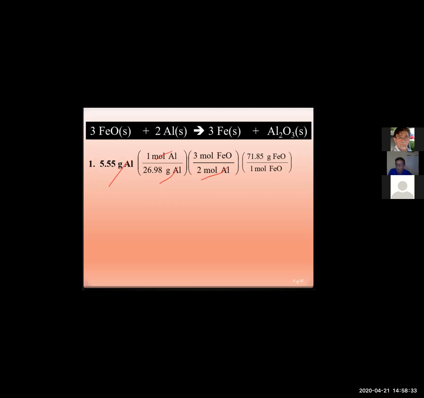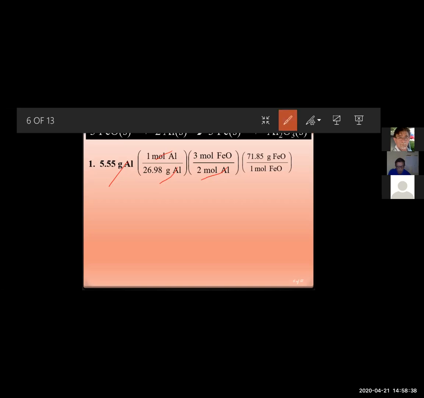So I need one more factor, and that factor converts the moles of iron(II) oxide to grams based on the molar mass of iron(II) oxide, and that is 71.85 grams. Keeping track of units, you see they all cancel. So unit-wise, I end up with grams of iron(II) oxide, which is what the problem asked me to do. Now, it's on you to do the math: 5.5 divided by 26.98 times 3 divided by 2, etc.